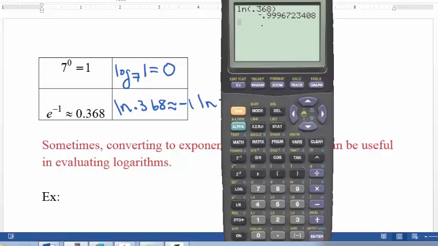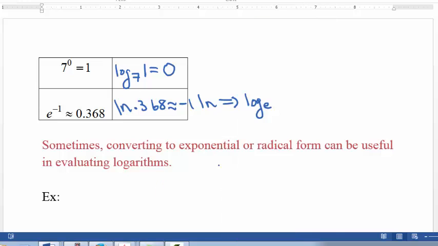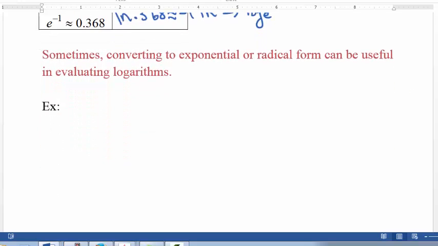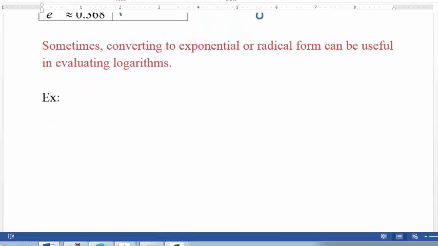Negative 0.999 something, right? So it's approximately -1. If I rounded it to even 3 decimal places, it would still be -1. So ln of 0.368 is approximately -1. All right, so that was just changing from one form to another, right?